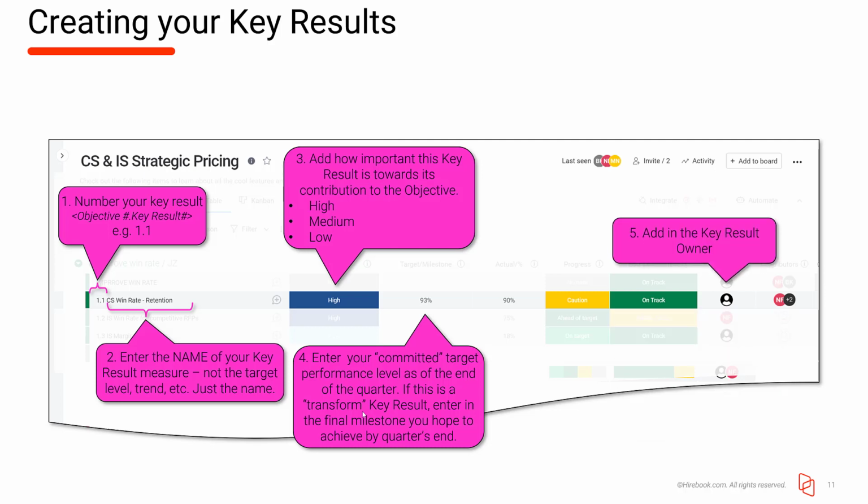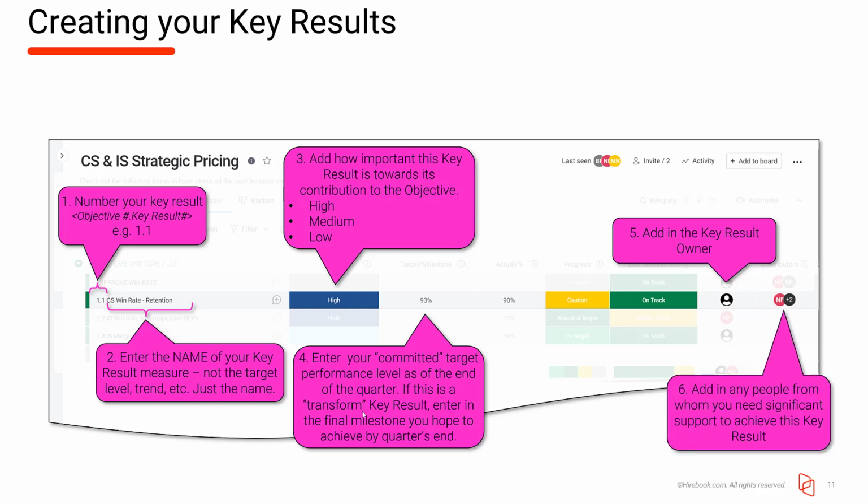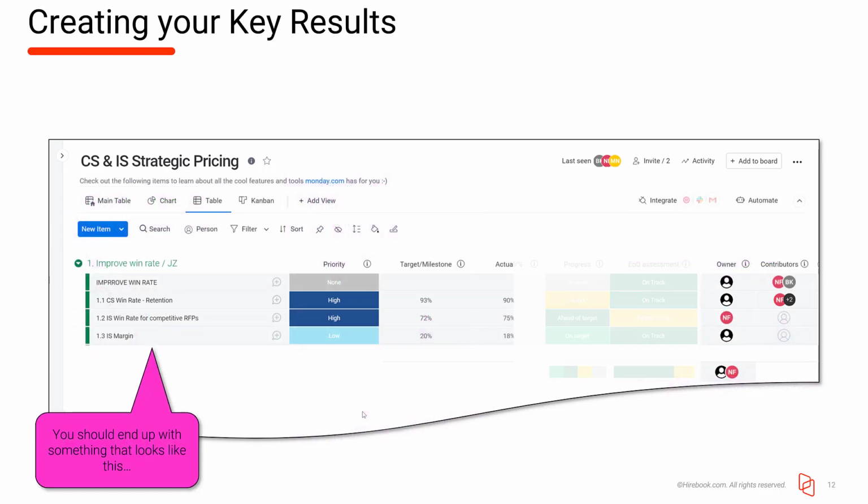And then again, put in who the owner is of that key result, which may be different than the owner of the objective, and then the contributors and dependencies. So that helps you create the key results, and you'll end up with something that looks like this. So in this case, we've got the objective, we've got 3 key results, 1.1, 1.2, 1.3, and also how important these key results are in determining our overall success of the objective. And I can see the cross-functional nature of the team.